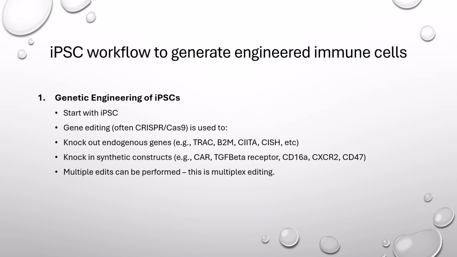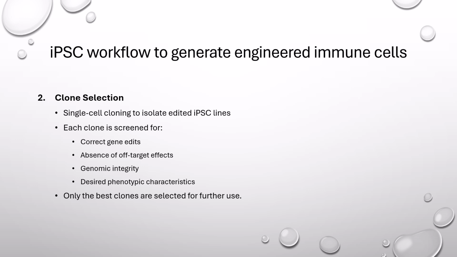But you start with your induced pluripotent stem cells. I forgot to put that you can get these off the shelf now, or you can order them where they've been manufactured to GMP. And then you do your gene editing, that's with your CRISPR Cas9. And you can knock out endogenous genes, which I've already discussed, and you can knock in synthetic genes or synthetic constructs, and you can do multiple edits. So this is multiplex editing. Then you select your clone.